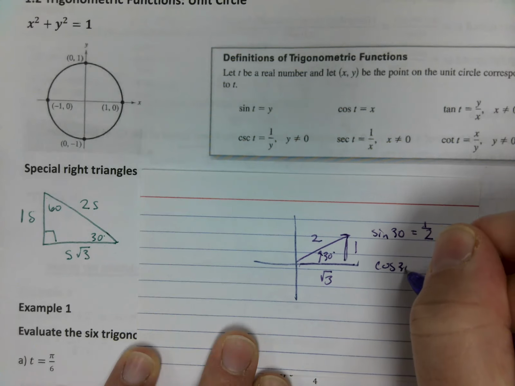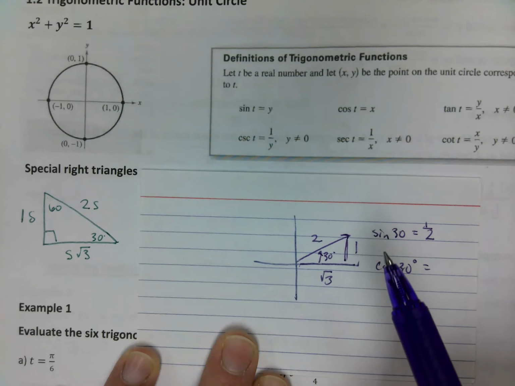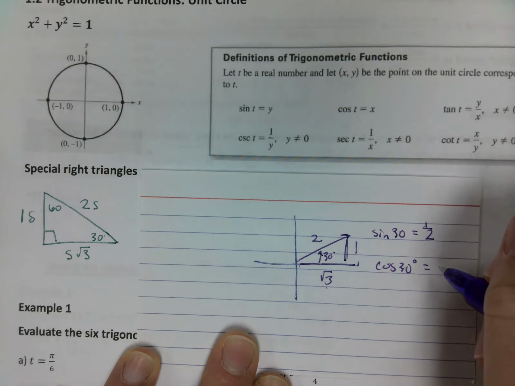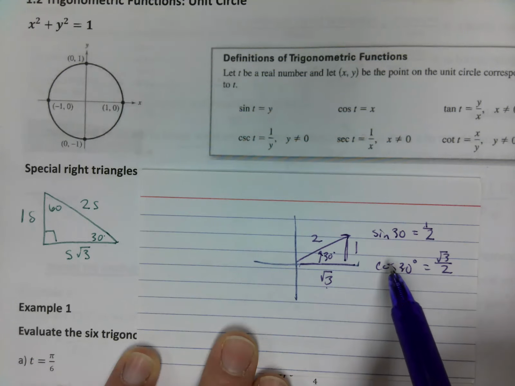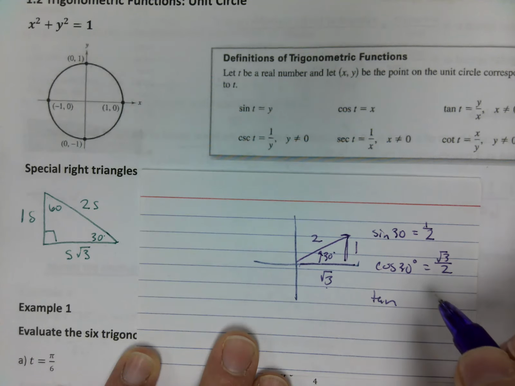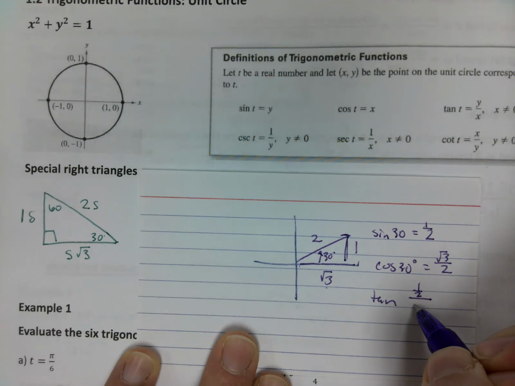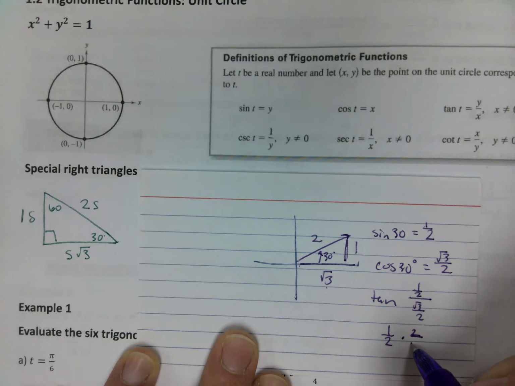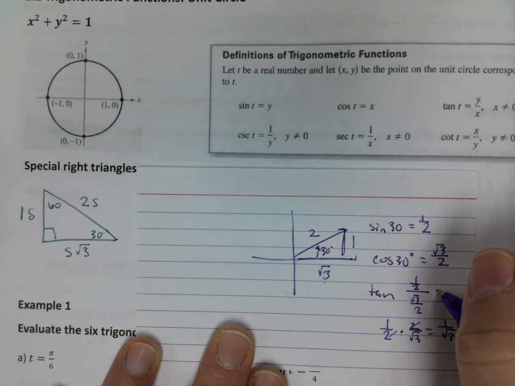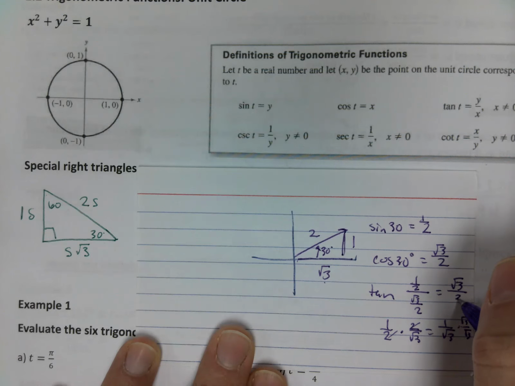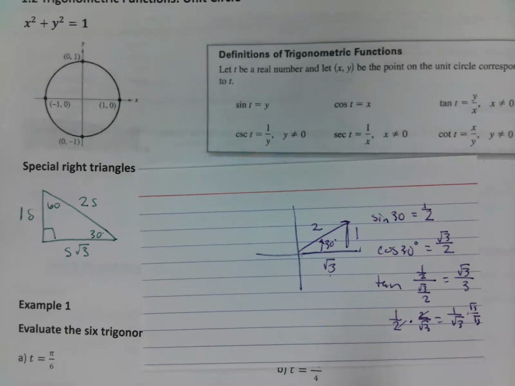My cosine of 30 degrees is equal to the adjacent over my hypotenuse, so square root 3 over 2. And my tangent is my y over x. Now, when you divide by a fraction, that's the same thing as multiplying by its reciprocal. Then these 2's will cancel each other out. You should always make sure to leave your answer without the square root in the bottom. So we have to rationalize this, multiplying by square root 3 over square root 3, which will be equal to square root 3 over 3. Okay, so that's kind of our thinking process for all these problems.